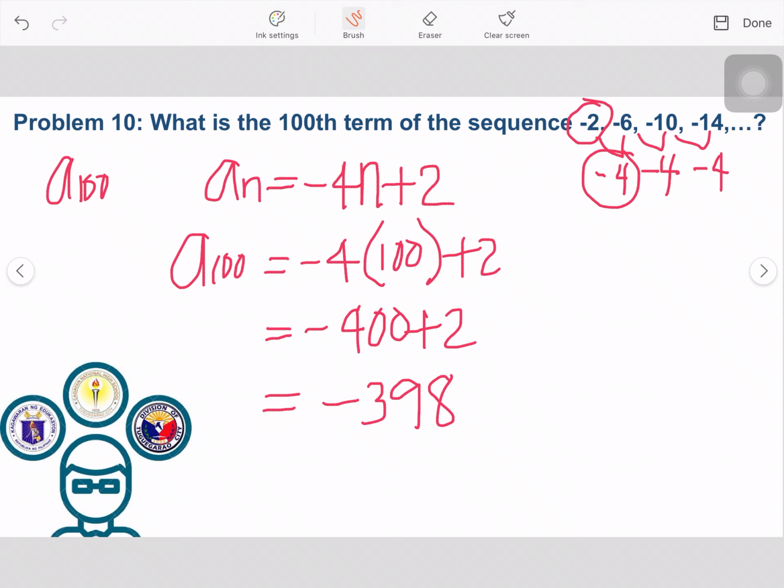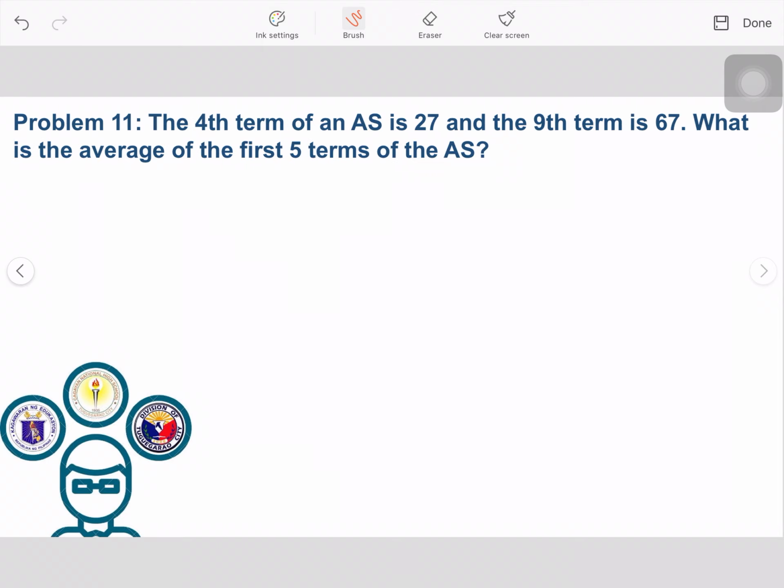Now let's try to look at our last problem. The fourth term of an arithmetic sequence is 27 and the ninth term is 67. What is the average of the first 5 terms of the sequence? So we're looking into the average of the first 5 terms of the sequence. So we have first term, second term, third term, fourth term, and fifth term.